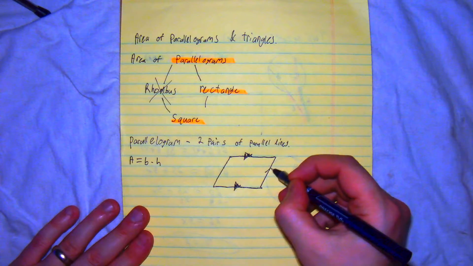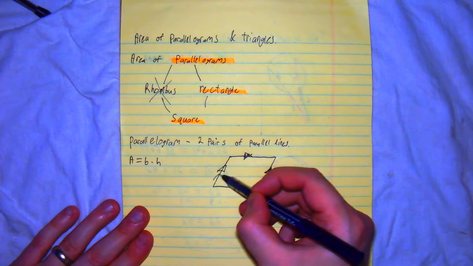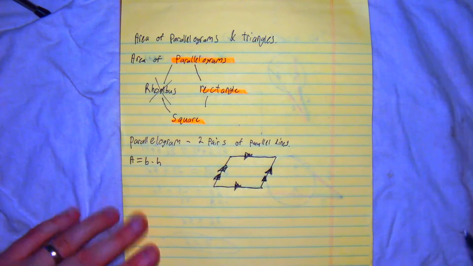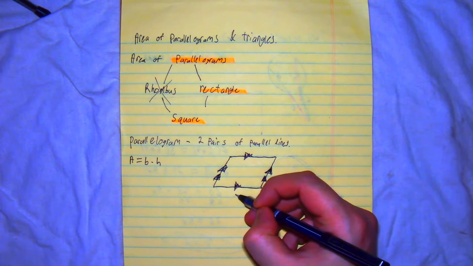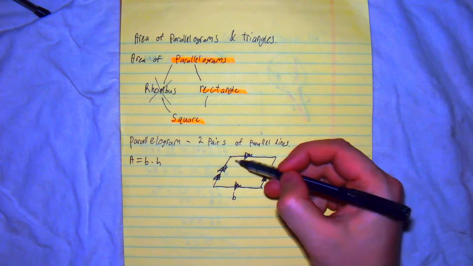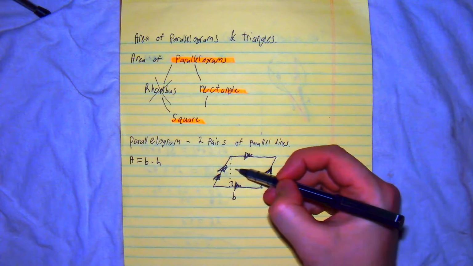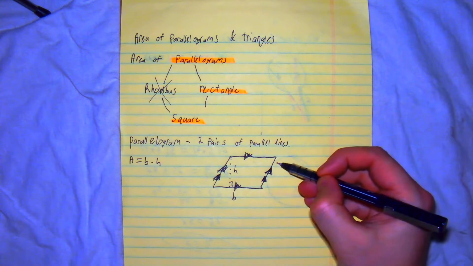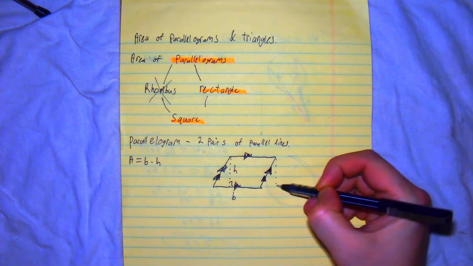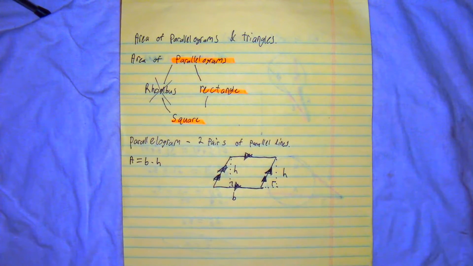First pair. Second pair. And for it to work, if we count this as our base, then we need an altitude, which is our height. One thing you might see when working with a problem is that your height is shown outside. So your height can be outside as well.